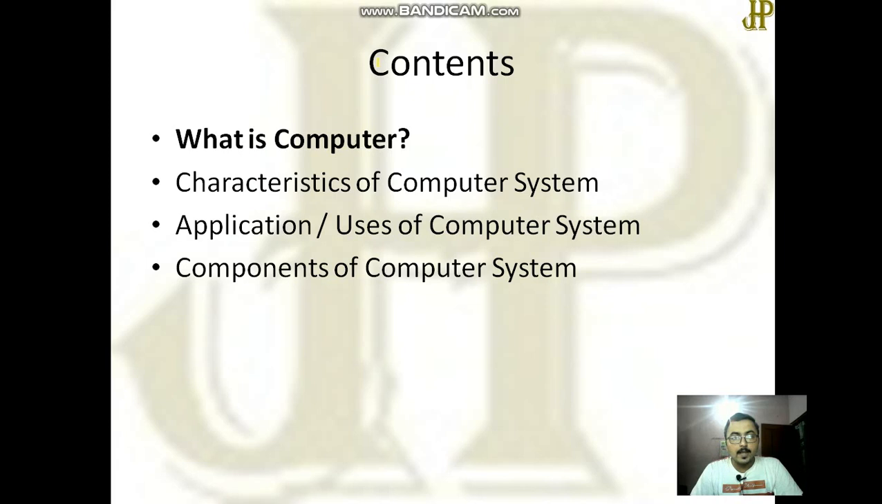The contents are as follows. What is computer? Characteristics of computer system, applications of computer system, and components of computer system. In this video, we just discuss about what is computer.